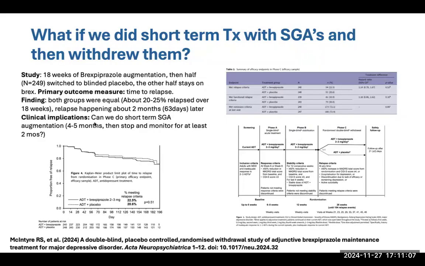Right. So what this tells me is that maybe what we could do is these short-term second generation antipsychotic or dopamine blocking drugs for a few months. So in this case, they did 18 weeks. It's 4 or 5 months. Get them well, and then get them off if they're doing better, and not expose them chronically to the downstream effects of dopamine blockade.